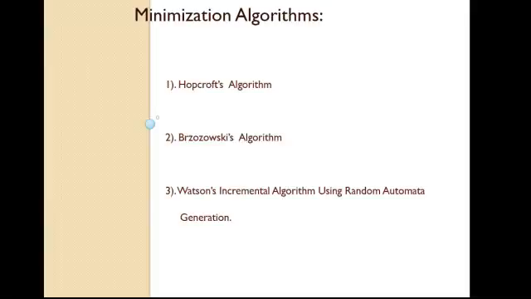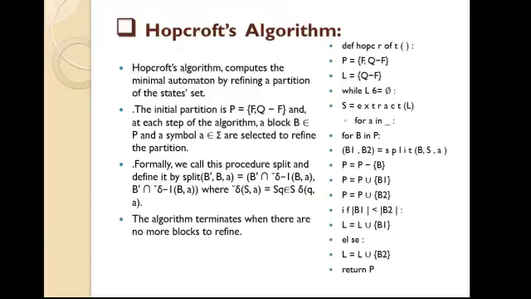using random automata generation. Coming to Hopcroft's algorithm, it computes the minimal automaton by refining a partition of the state set. The initial partition P consists of the non-final and the final states, and at each step of the algorithm a block B in P and a symbol a belonging to sigma are selected to refine the partition. Formally, we call this procedure split and define it by split(B, B', a), and the algorithm terminates when there are no more blocks to refine.